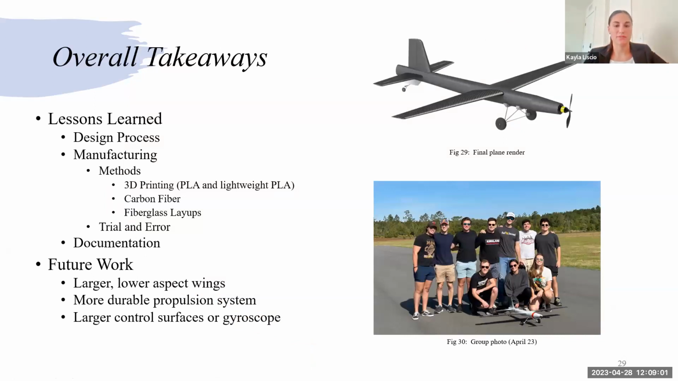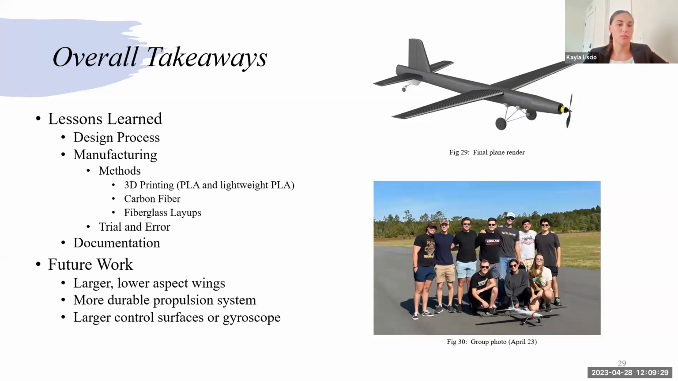The design process was very important to make sure that the aerodynamics and the structural strength would be good enough for a flight. This also made the manufacturing process a lot smoother since we knew exactly what we were supposed to do. We learned many different manufacturing methods, from printing with lightweight PLA, regular PLA, to carbon fiber and fiberglass layups. One thing our group did really well was that every time we came back to fly, we fully fixed our errors from the previous flight.